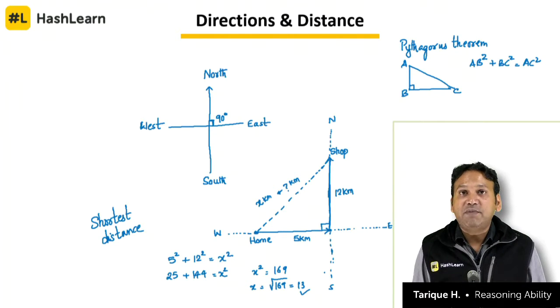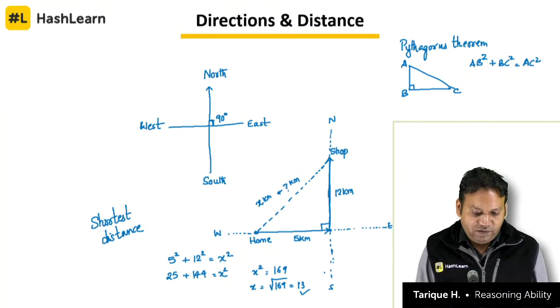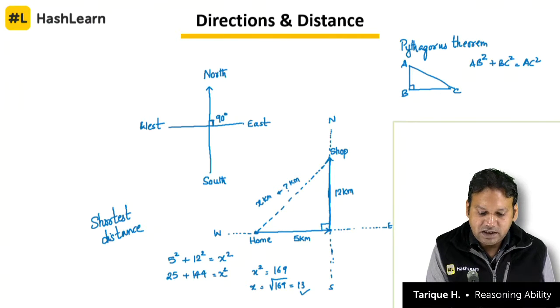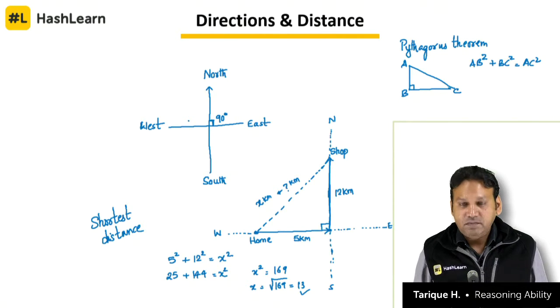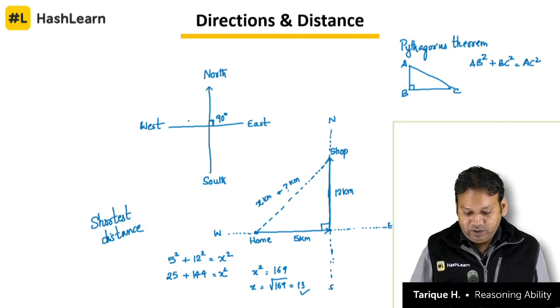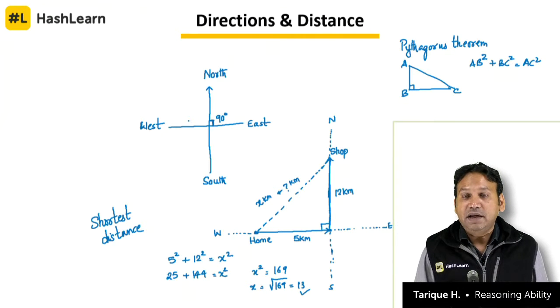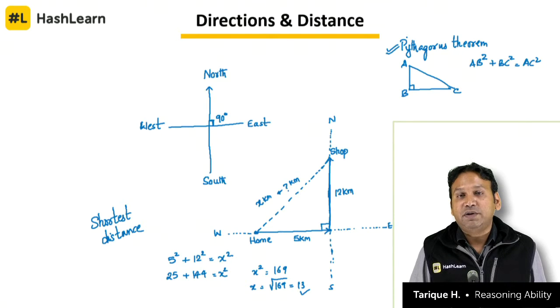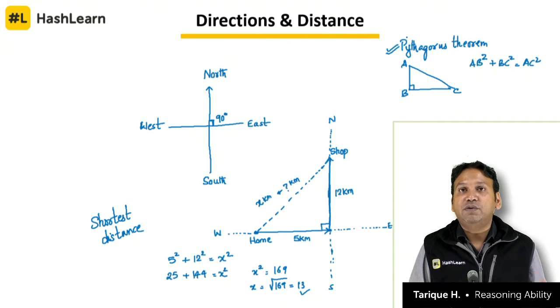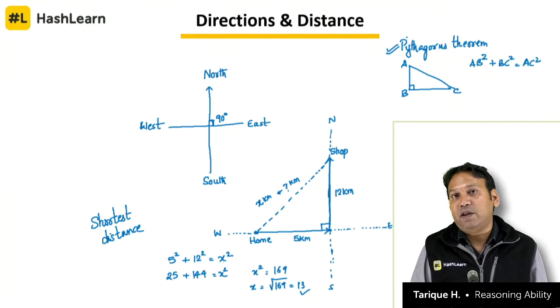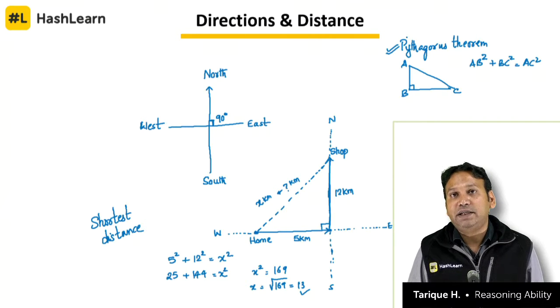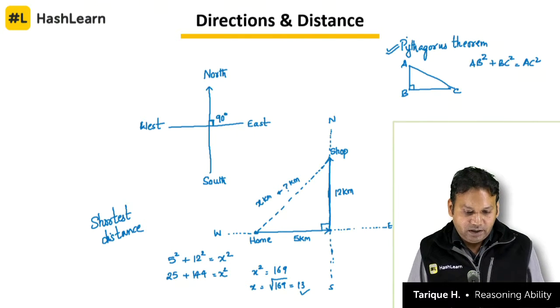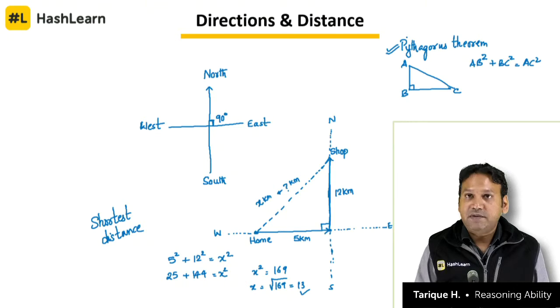So two concepts we have discussed here in the first slide. First is the concept of directions, east, west, north, south. Then we also saw a sample question of how we use distance and directions in solving a question like this, and also we have discussed briefly the concept of Pythagoras theorem, where the sum of the squares of the two shorter sides is equal to the square of the longer side in a right angle triangle. Okay, so directions and distance we have seen.